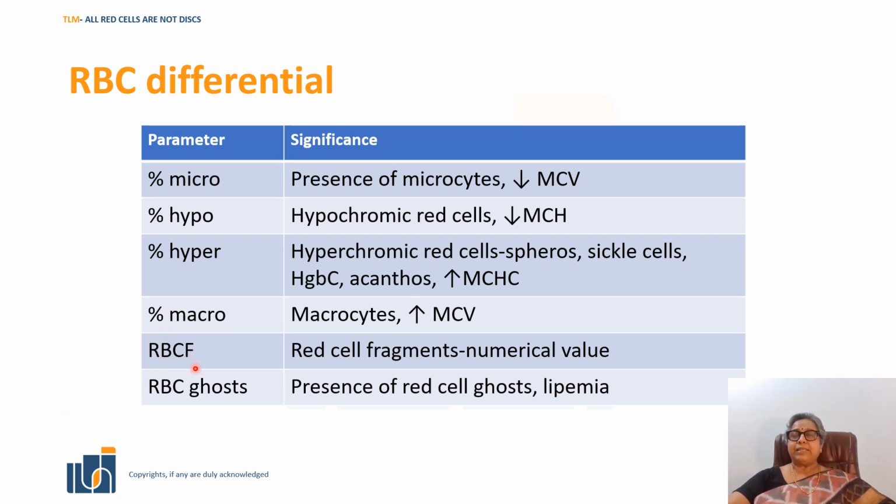RBCF are red cell fragments and they give you a numerical value. RBC ghosts are the presence of red cell ghosts and lysing. So this will give you numerical values here which will make it a proper red cell differential. With this red cell differential, with the help of a histogram that may or may not give you some information, and if you are able to find a cell counter which gives you a scatter plot, then you're really fine and good to go.